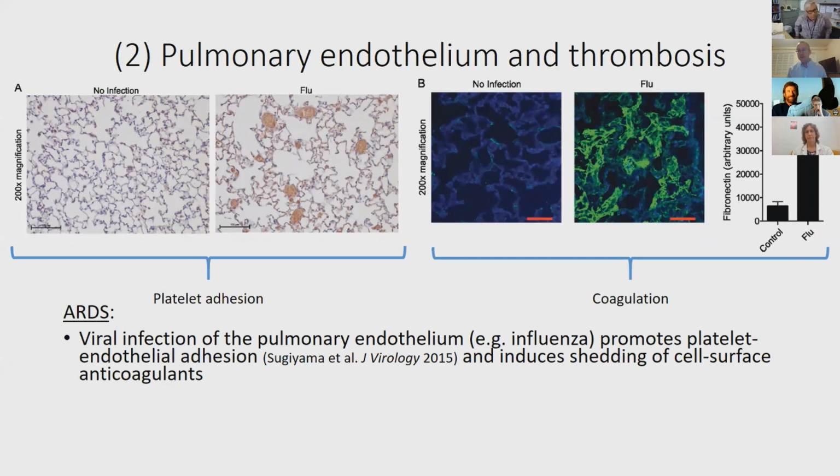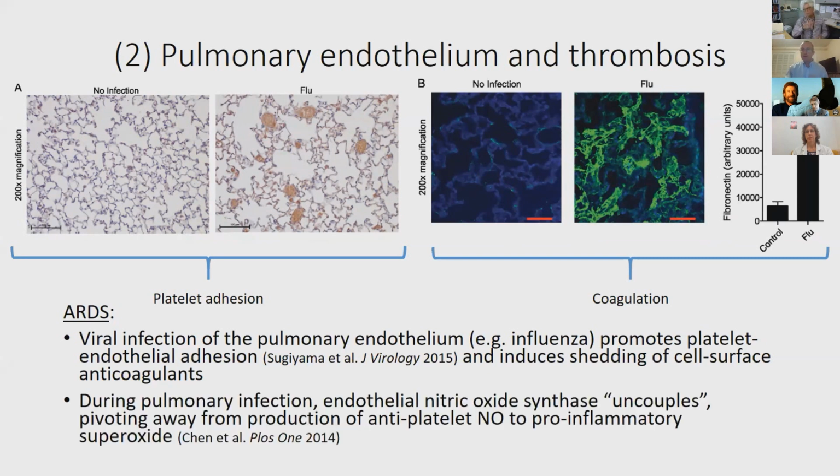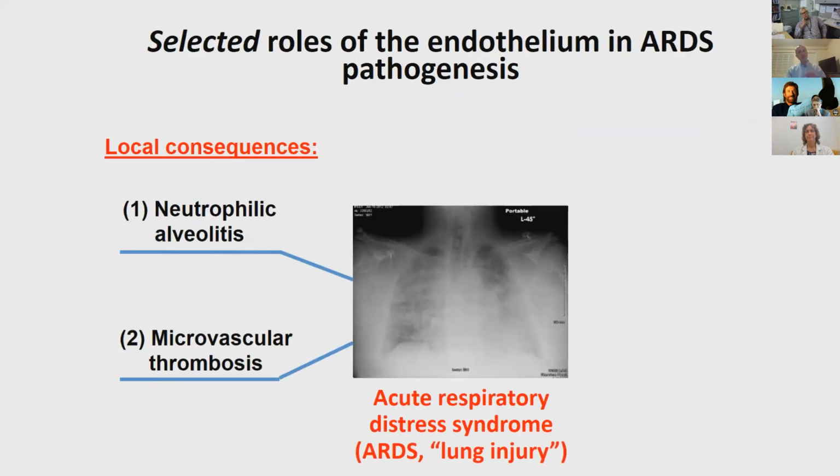And also there's a significant increase in alveolar clotting, as shown here by fibronectin and fiber deposition. Furthermore, endothelial cells stop making nitric oxide. They make superoxide instead, increasing the activity of platelets. So these are just two of many examples of how blood vessels can drive the local lung injury.